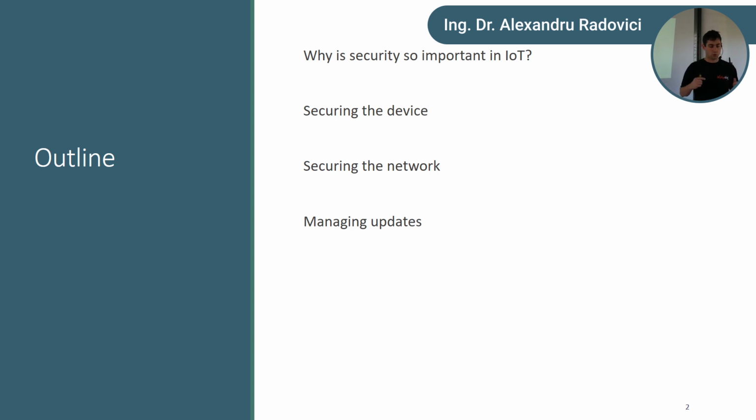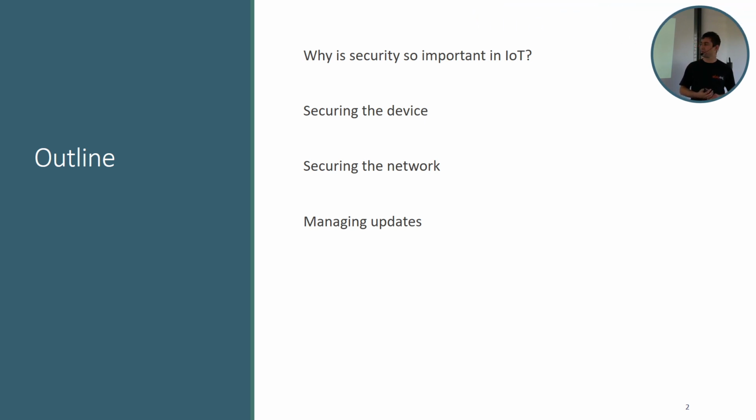So we will talk about why security is important in IoT. Security is important in general, but when it comes to hardware and things that control hardware, it's particularly very, very dangerous. We will talk about how to secure a device, how to secure a network, and how to manage updates to software.